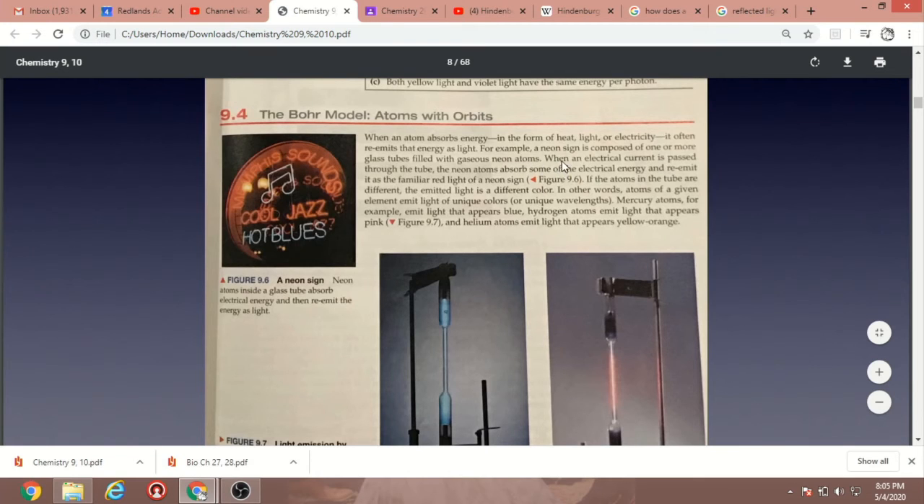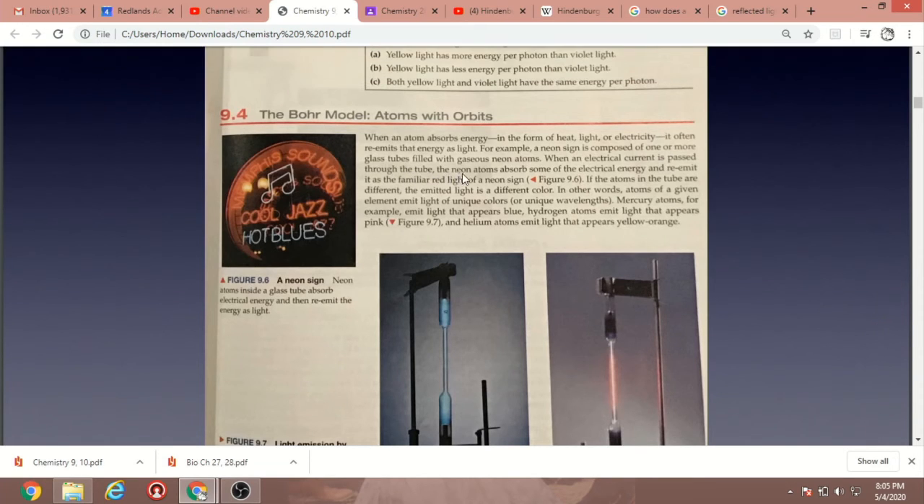But basically what happens is an electric current is passed through a tube. And in that tube, there are gases like neon gas or argon gas. And those atoms of neon or argon or whatever are going to absorb some of that electrical energy, and then they're going to re-emit that energy as light. And so depending on what atom you're using, like neon or argon or helium, you're going to get different colors because they're all going to re-emit different amounts of energy. And so this is interesting.